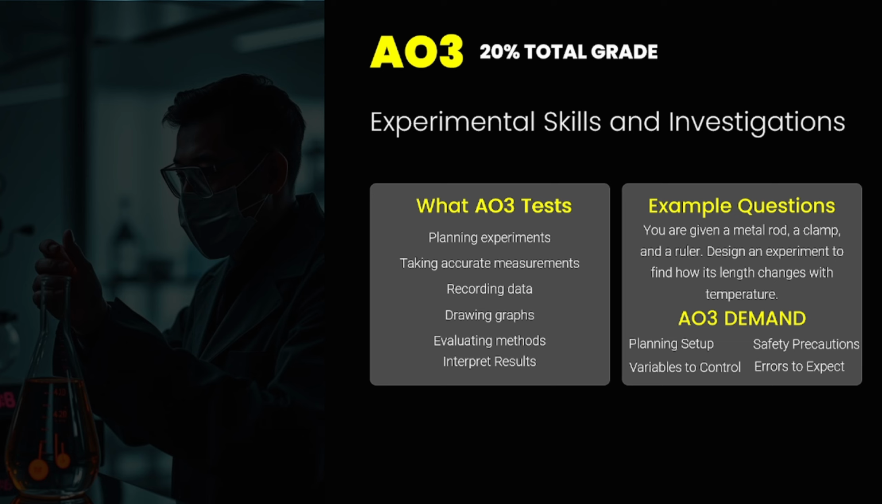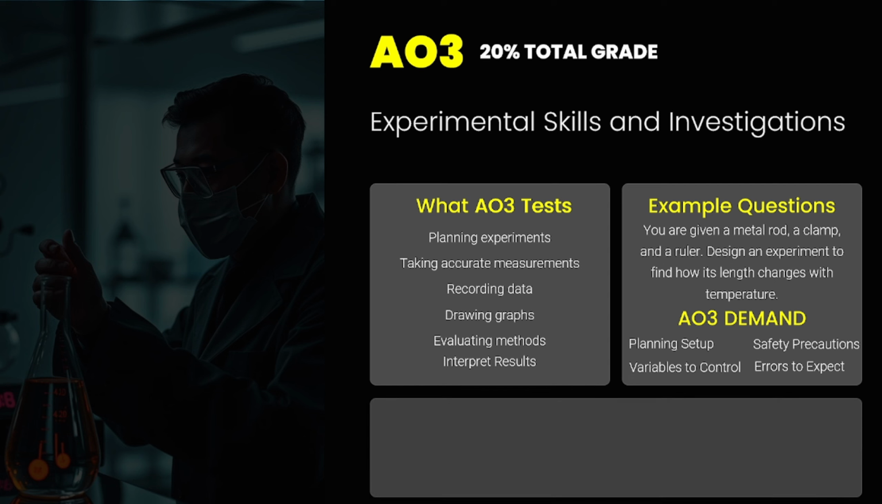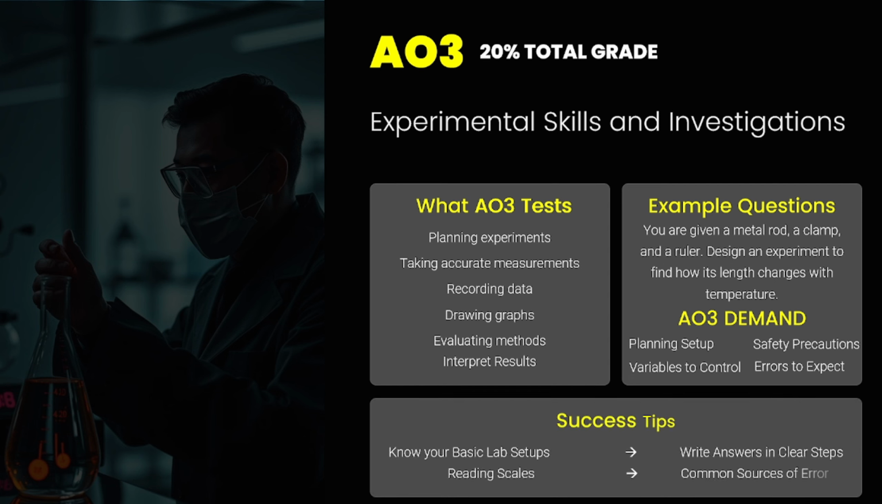Another common AO3 task is you are given a temperature-time graph from a cooling experiment and asked to describe the trends. You may also need to draw a line of best fit or calculate a rate of change. Some tips for AO3: know your basic lab setups like measuring resistance, finding density, or verifying Ohm's law. Always write answers in clear steps. Think like you are explaining it to a friend.